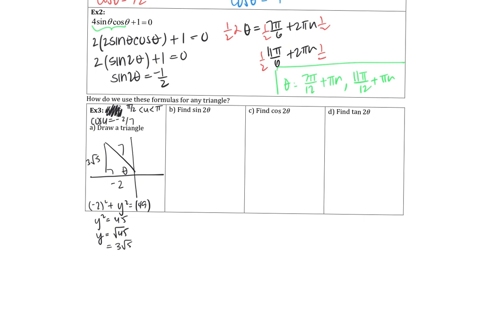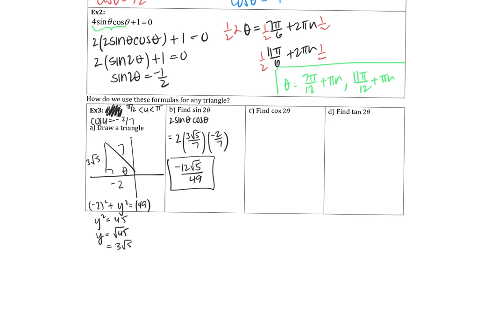All right, sine 2 theta. Let's go ahead and look at our formula. Sine 2 theta is equal to 2 sine theta cosine theta. So let's find out what that is. 2 sine theta is going to be opposite over hypotenuse, 3√5/7, times cosine theta, which is already given, -2/7. So 2 times 3 times 2 is 4 times 3 is -12√5/49. So there's our sine 2 theta.